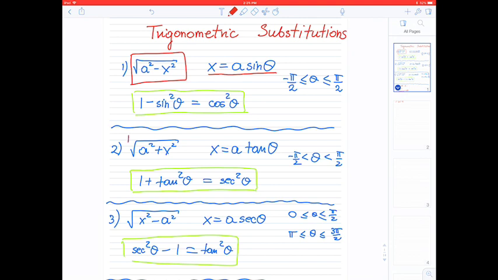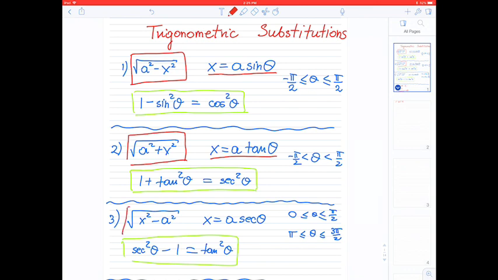The second expression is the square root of a squared plus x squared. Then it's worth trying the trigonometric substitution x equals a tan theta, because of the identity 1 plus tan squared theta is equal to secant squared theta. Also, we can get rid of the square root.